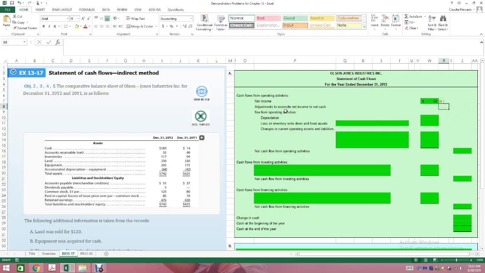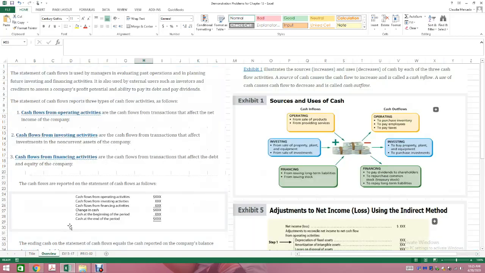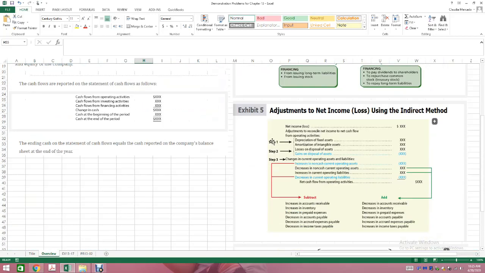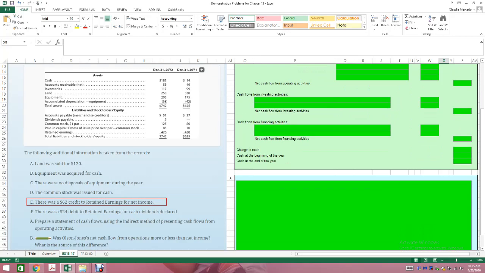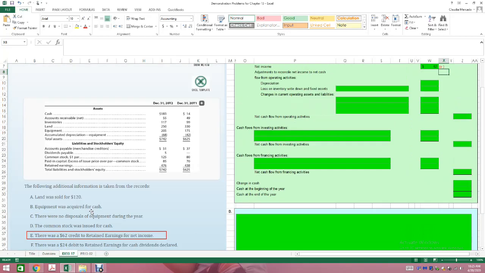Now, we have several adjustments that need to happen to reconcile net income to net cash flow from operating activities. If we look over here at your Exhibit 5, step number 1 is we need to adjust for depreciation of fixed assets. We need to add the depreciation. So, let's look. Do we have depreciation? In this particular area, they didn't mention anything about depreciation, but up here we do have accumulated depreciation.